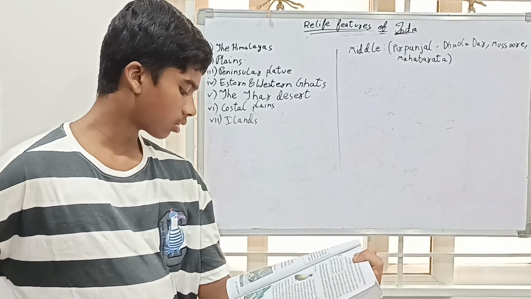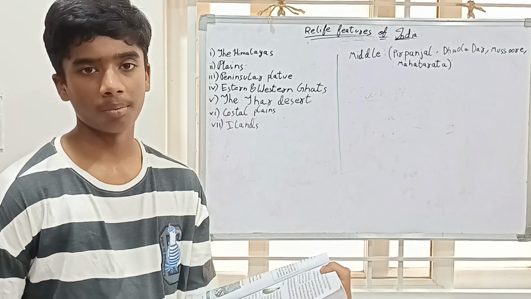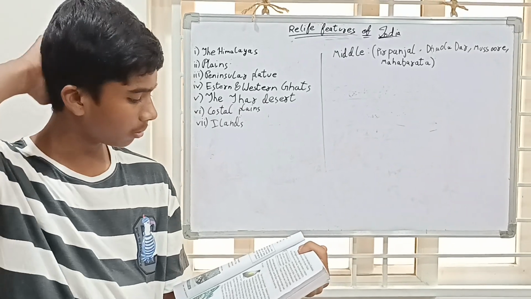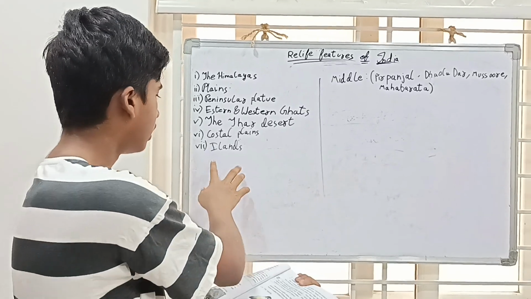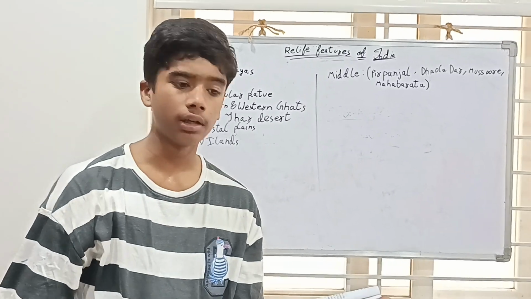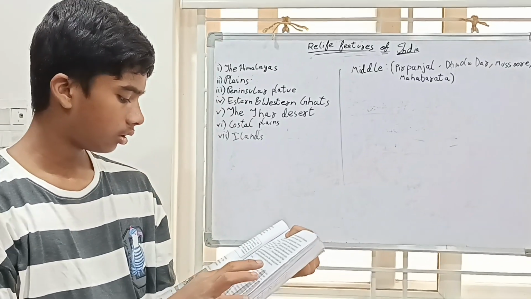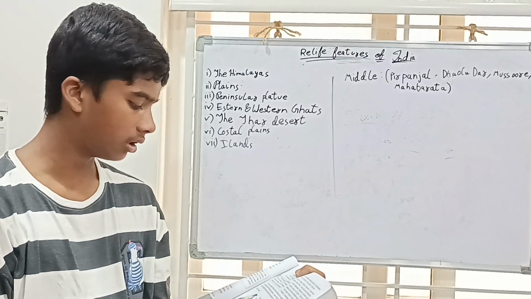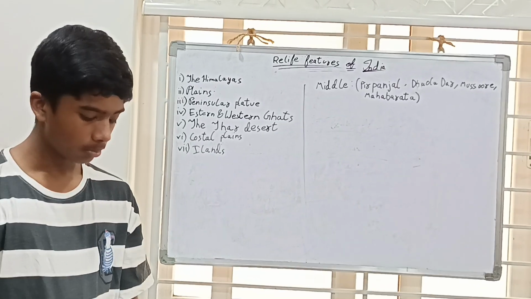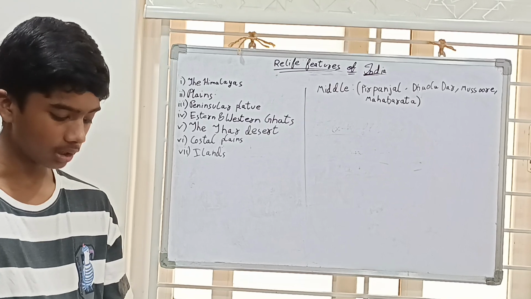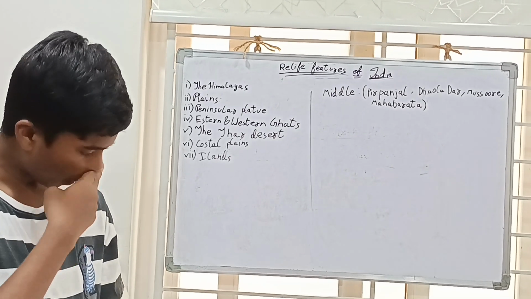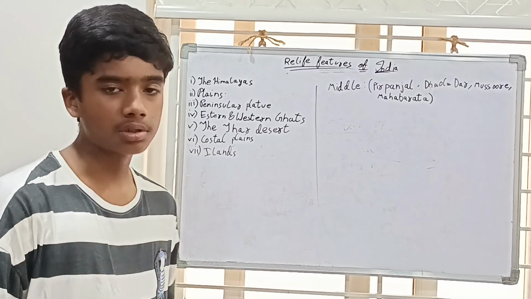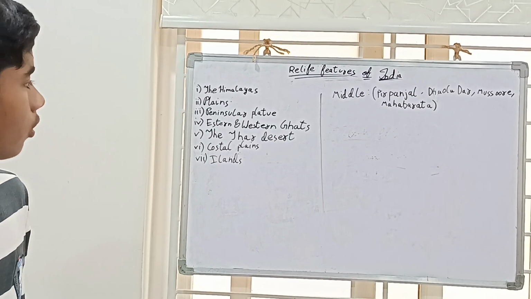Coastal plains are a bit easy to remember, so you can remember it by yourself. Now, the islands. There are two groups of islands: the Andaman and Nicobar Islands, which are in Bay of Bengal, and Lakshadweep Islands in Arabian Sea. Andaman and Nicobar Islands are made out of submerged mountain parts.